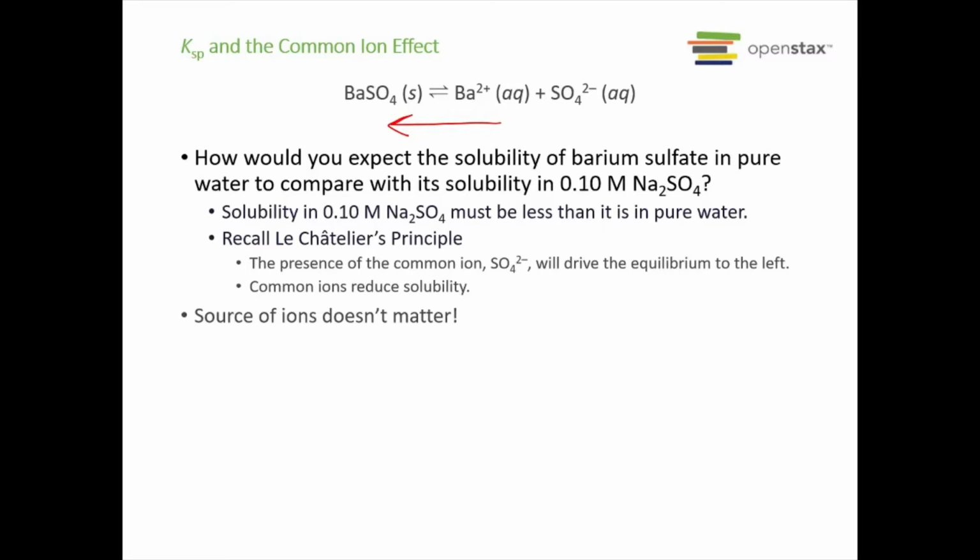So remember Le Chatelier's principle from chapter 13. The presence of that common ion is going to drive the equilibrium to the left. So you can add common ions to reduce solubility. The source of the ions does not matter, like we were just looking at with the selective precipitation. So this is called the common ion effect.